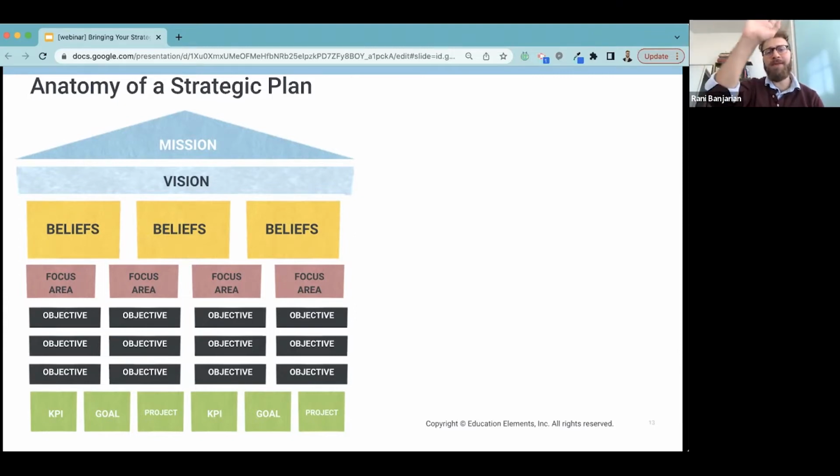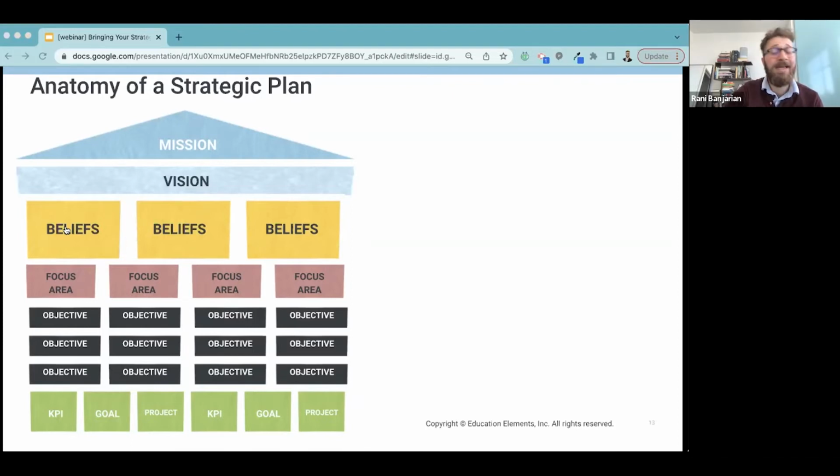And I'm going to very quickly walk through each of these components of the strategic plan. And then I want to point out where we have found that districts often begin to lag, and then unfortunately sometimes will stop in terms of actually bringing the strategic plan to life. And hopefully some of what we share in the next couple of minutes resonates with you.